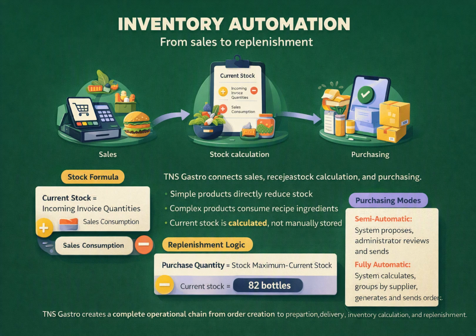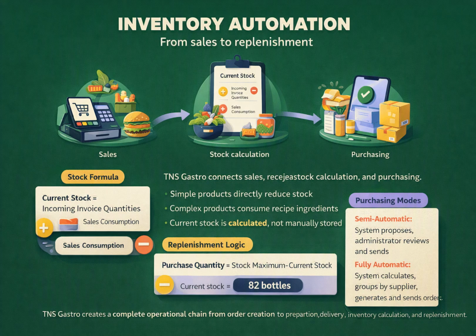To avoid entering the same information twice, TNS Gastro provides a built-in function to transform a purchase order directly into an incoming invoice. During this transformation, all relevant information, including the supplier and all ordered items, is automatically copied into the incoming invoice. After the transformation, the TNS Gastro administrator can review the incoming invoice and make any necessary corrections.